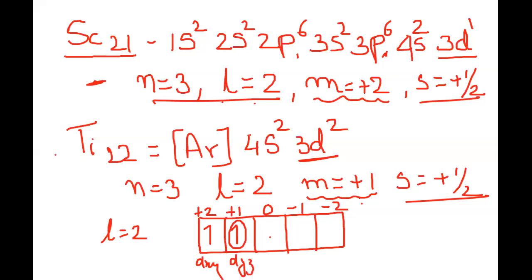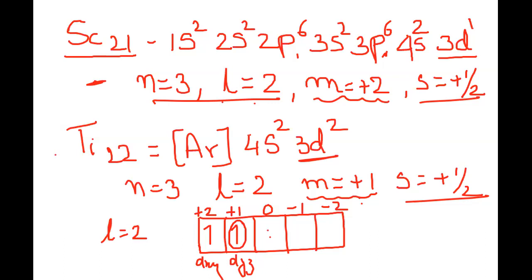Then after this has entered here, the next electron that will come will go to this place. In that case, m will equal 0. All right. Now comes the question: what are the permissible values of m? So m can have values anywhere between -2 to +2 through 0.